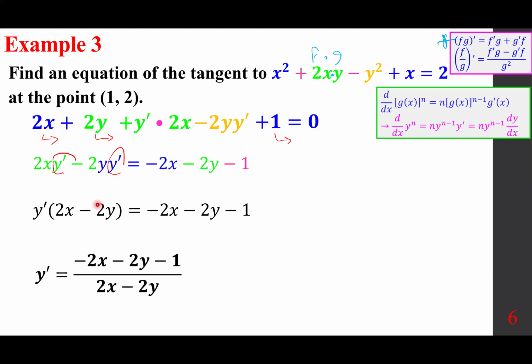Now, if I plug in, the pair becomes this log. So let's plug in. Right here, we have minus 2 times 1, minus 2 times 2, minus 1. The bottom is 2 times 1, minus 2 times 2. The numerator, minus 2, minus 4, minus 1, is minus 7. The denominator is 2 minus 4, or minus 2.